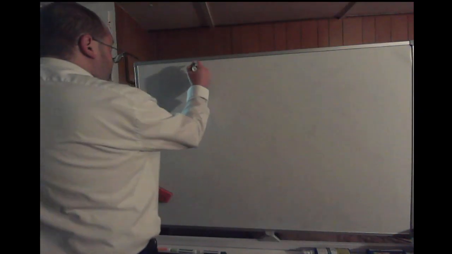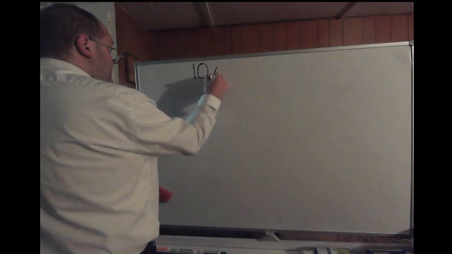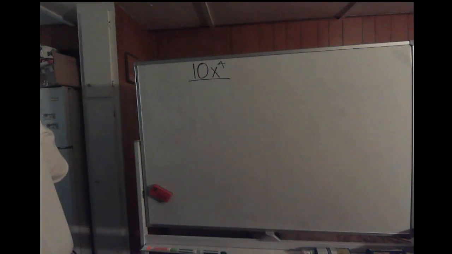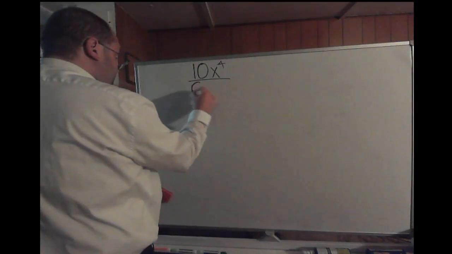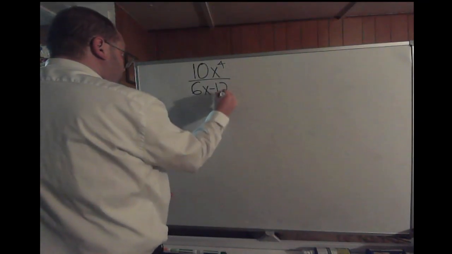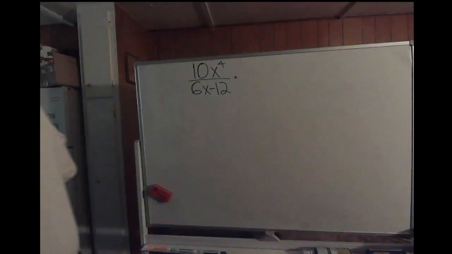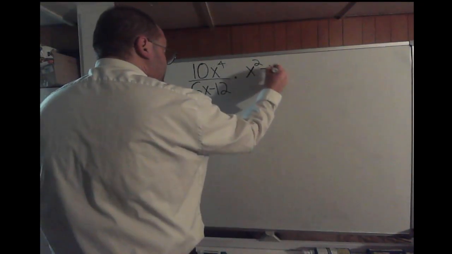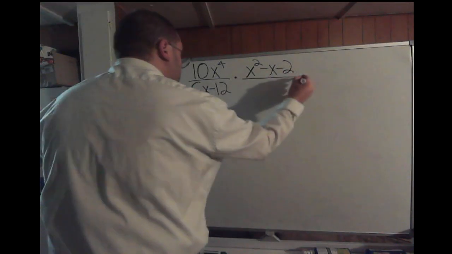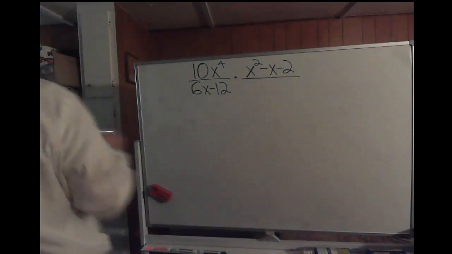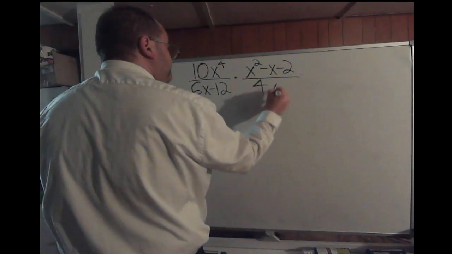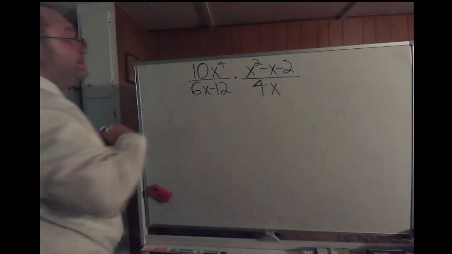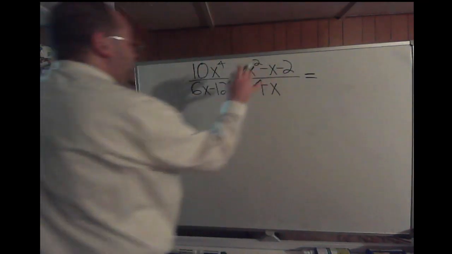Alright, let's see here. We've got 10x to the 4th over 6x minus 12, times the quantity of x squared minus x minus 2, all over 4x. Alright, so again, first thing I would say, go ahead and factor what you can factor.